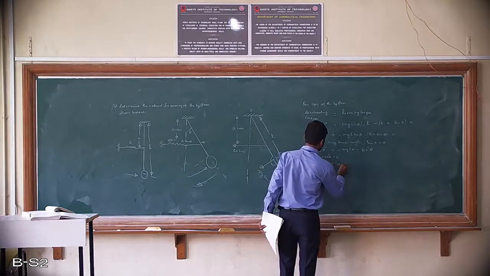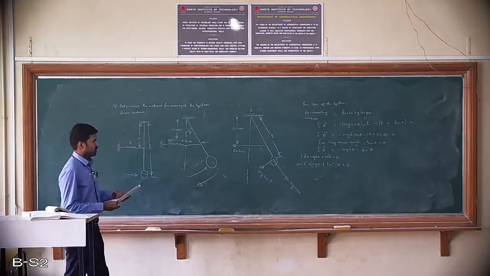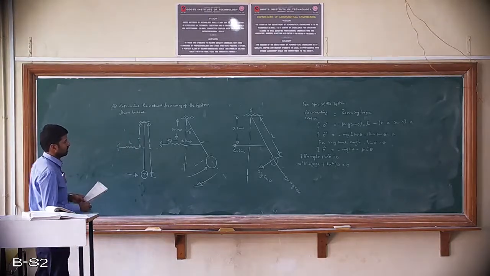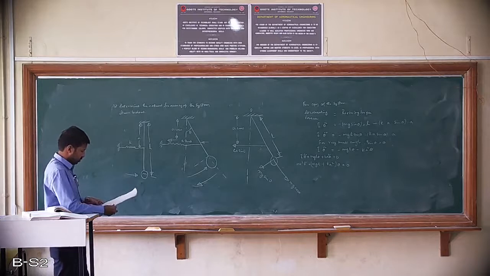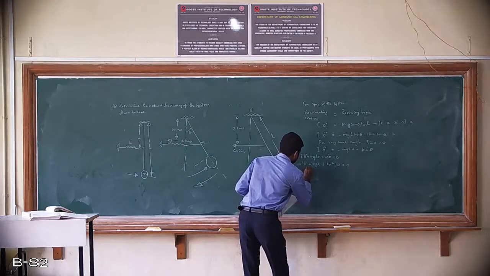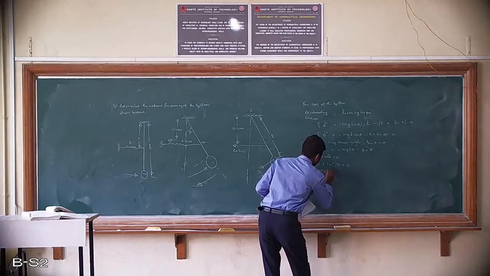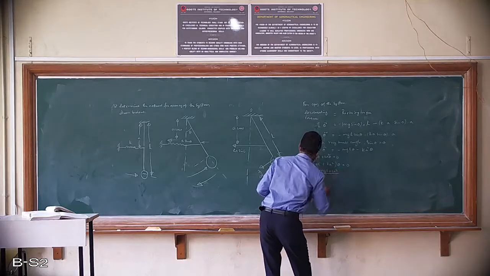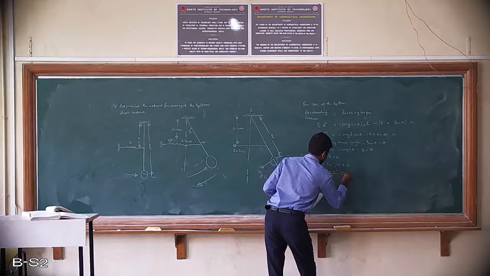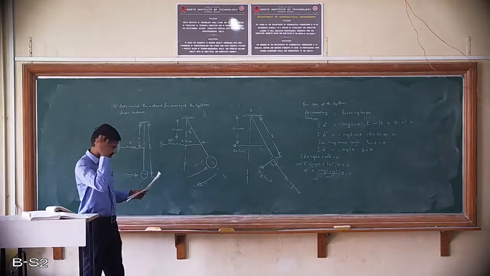So this becomes mgL plus Ka square. I will take theta as common. So now you have the equation in terms of mL square theta double dot plus mgL plus Ka square into theta. So therefore theta double dot plus mgL plus Ka square divided by mL square into theta is equal to 0. Dividing this equation by mL square so that we can reduce it to the standard form.